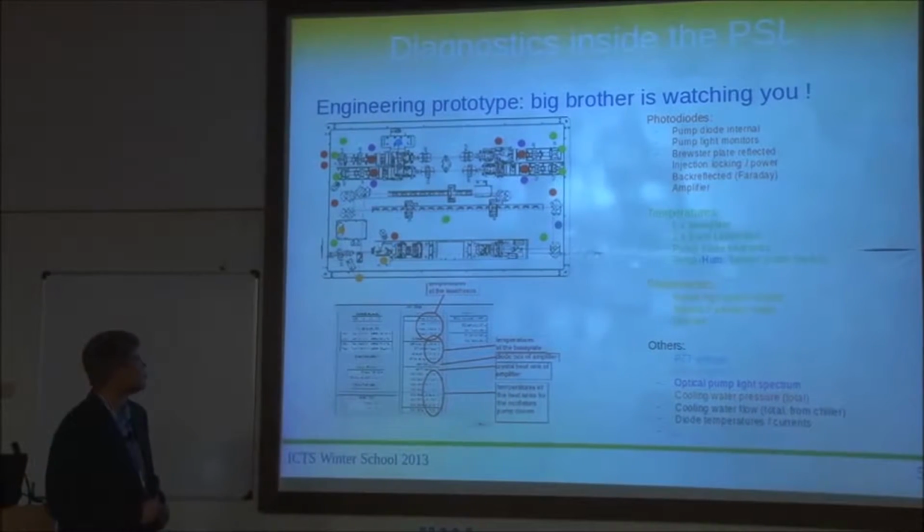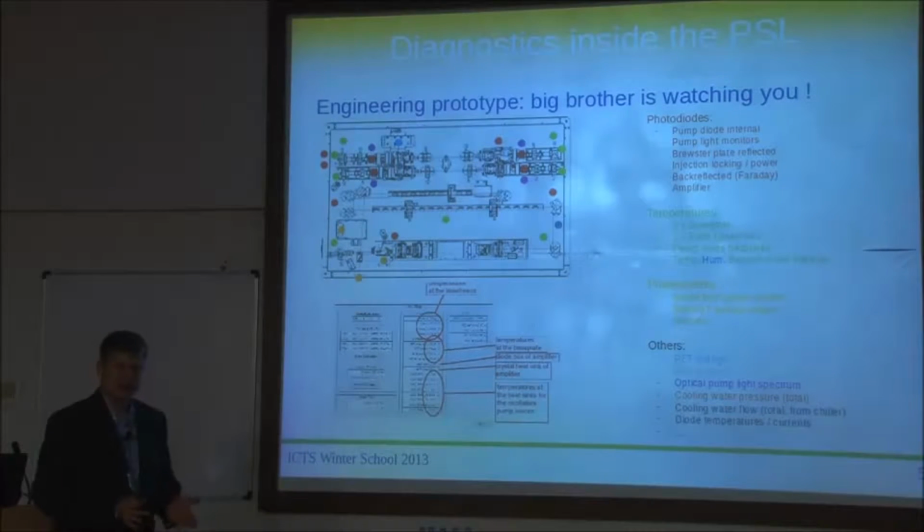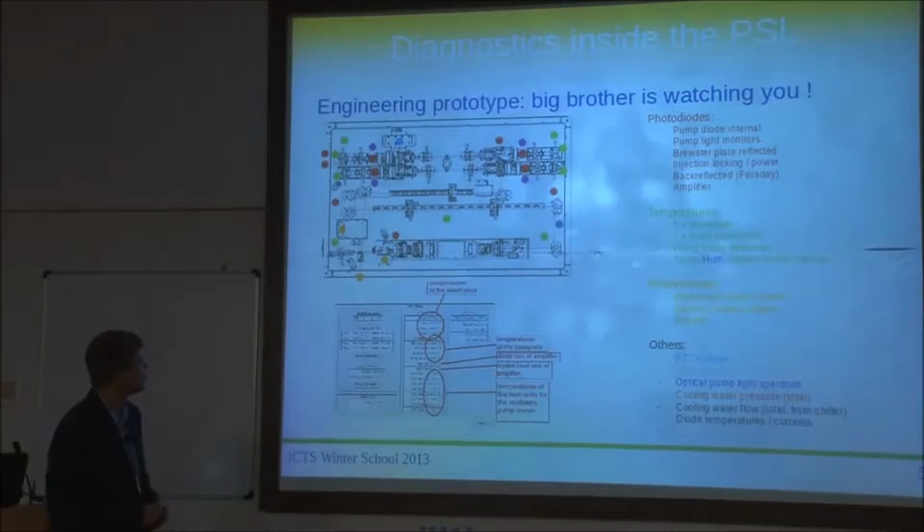And then we have, for example, one for the Brewster plate, which ensures the linear polarization. And if that power goes up, we would know that there's something going on with the polarization state of that thing. We monitor the power of the amplifier, which is coming in from here. So there are a couple of photodiodes.